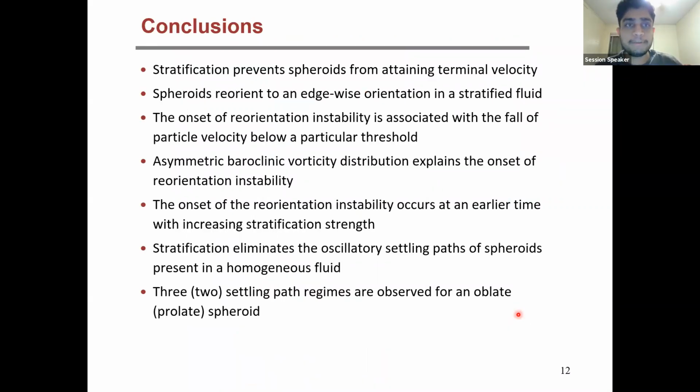So that's it for this talk, and this slide summarizes all the conclusions of this study.